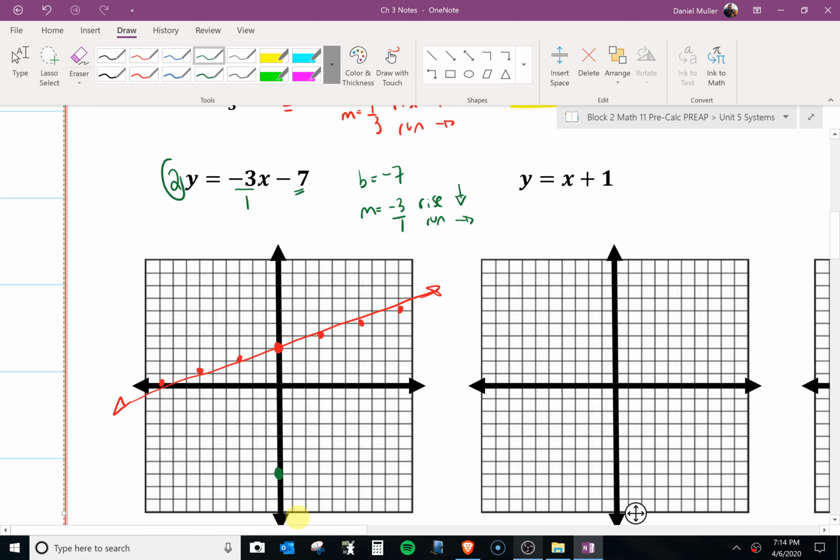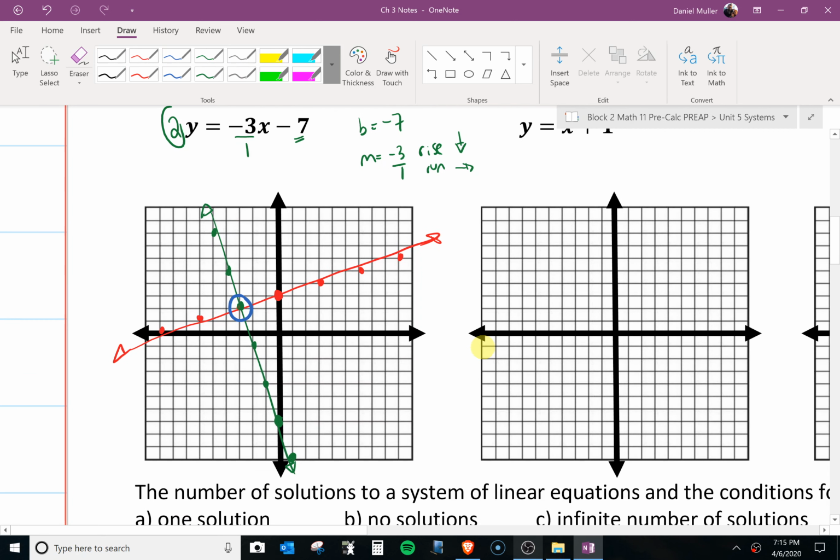So 1, 2, 3, 1 to the right. And I'm going to go up 3, 1 to the left, up 3, 1 to the left, repeating that pattern. And hopefully you could have seen where these dots overlapped. So I have this line, and they intersect there.